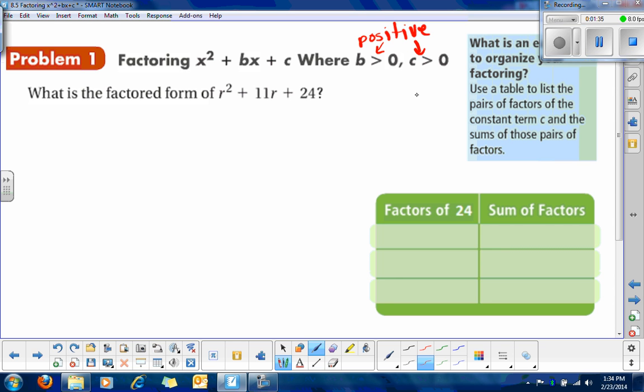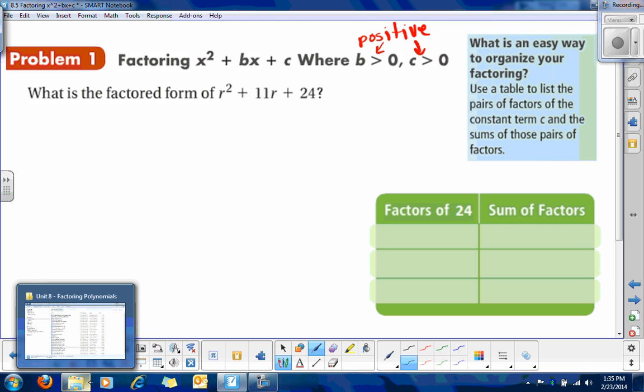Okay? Now, in the text you will see that one way for you to organize your factoring is to use a table to list the factors of your constant term c. Okay, so we're going to use a table, and I'm going to show you a way to organize your information called the X method. I just call it the X method because I put the information on an X. Okay, so we want to factor r squared plus 11r plus 12.